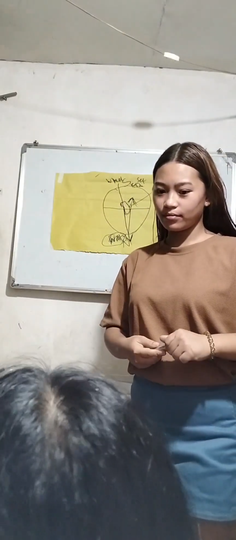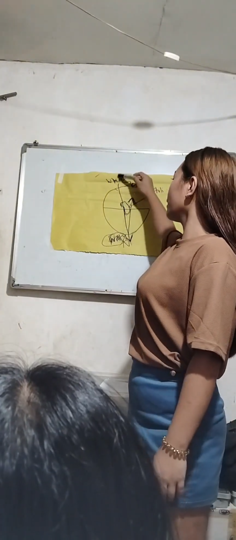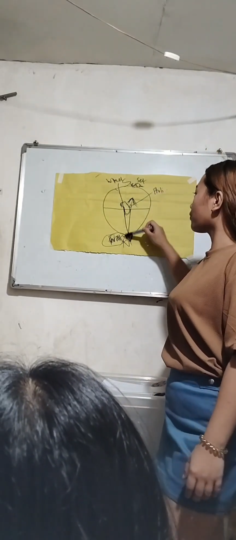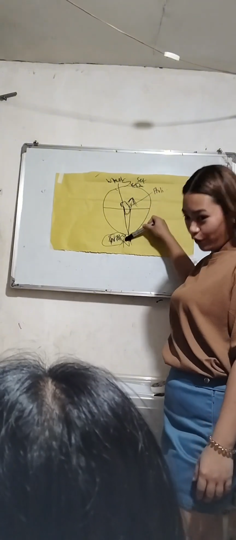Wings and thick feathers. That is right. They were using their wings and their thick feathers to fly from north to south and south to north.